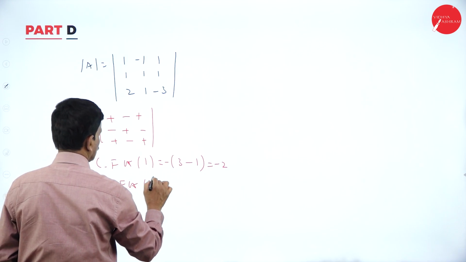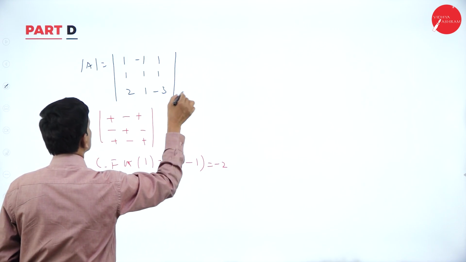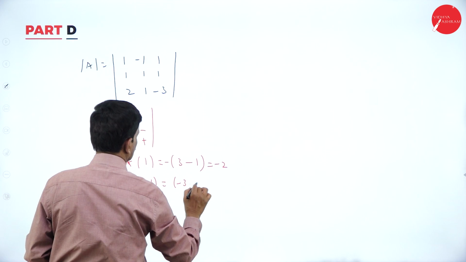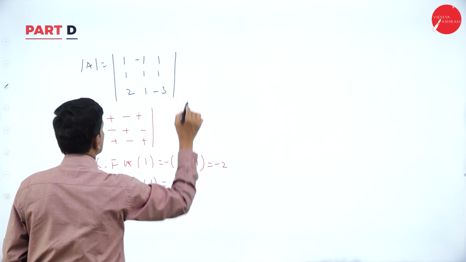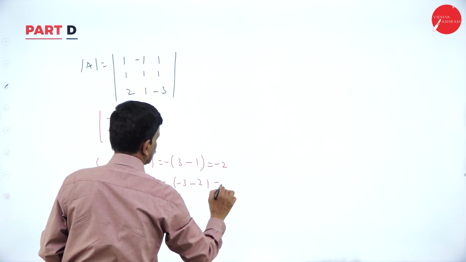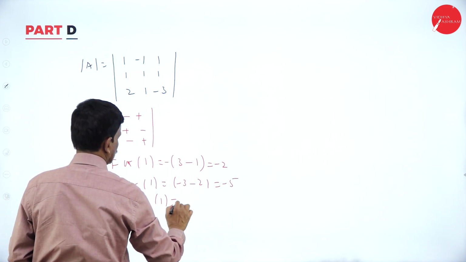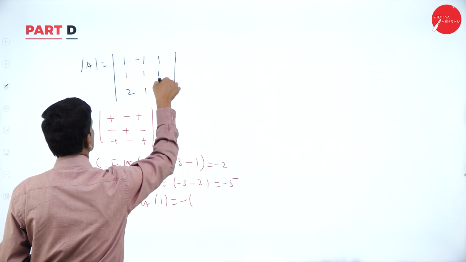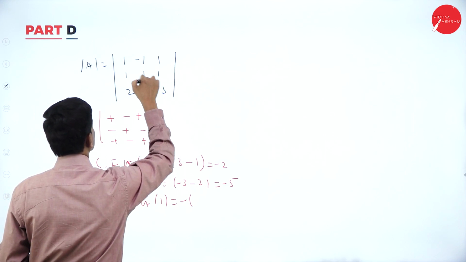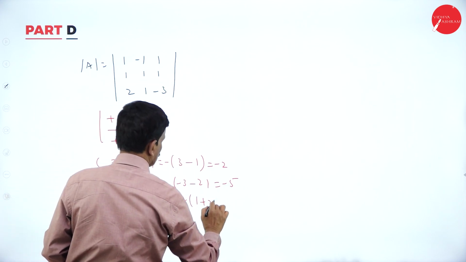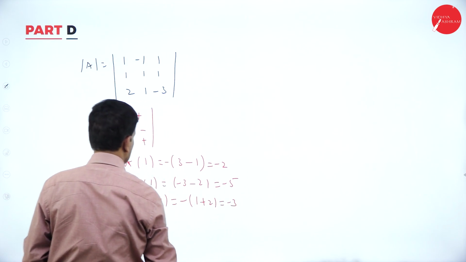Similarly, cofactor of 1, this row and column is gone. 1 times 3 is 3, minus 3, 1 times 3 is 3, minus 2 times 1 is 2. That's equal to minus 5. And the cofactor for 1 is negative. This row and column is gone. 1 times 1 is 1. Minus into minus plus 2, that's equal to minus 3.